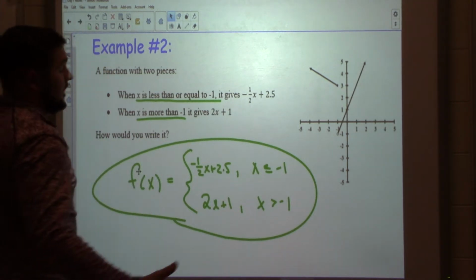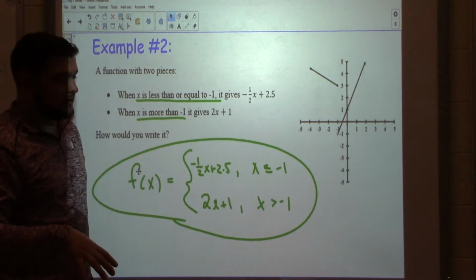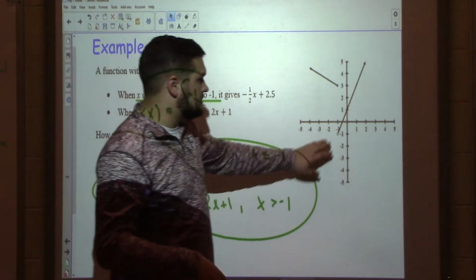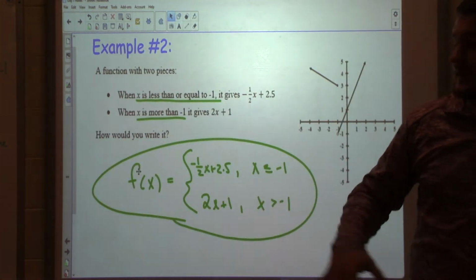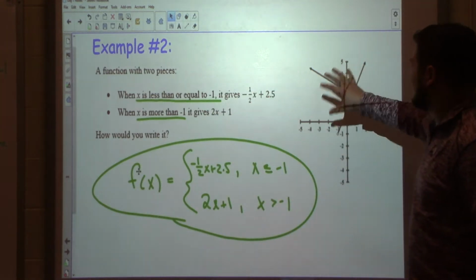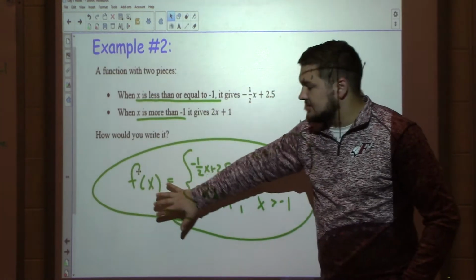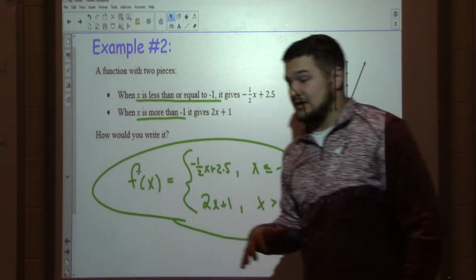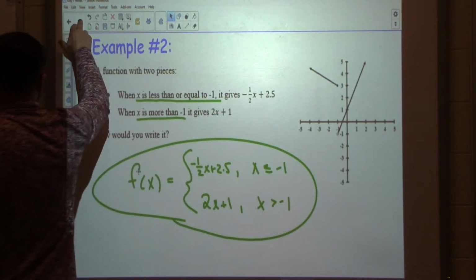Now, tomorrow, when you see me, we're going to talk a little more about actually writing these equations based off just the graph. So we're not going to give you any criteria. You have to pull it right off the graph. So just getting down the concept of how we write it is really big right now. So make sure you're doing that.